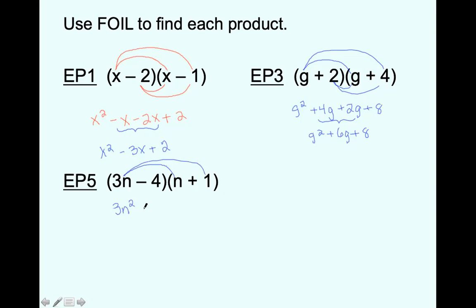Outside, we have 3n times 1 would be a positive 3n. Inside, negative 4 times n is negative 4n. And last, negative 4 times 1 is negative 4. Again, be sure to combine these like terms. So 3n squared, 3n here plus a negative 4n would be negative n. And then we have our constant term of negative 4.